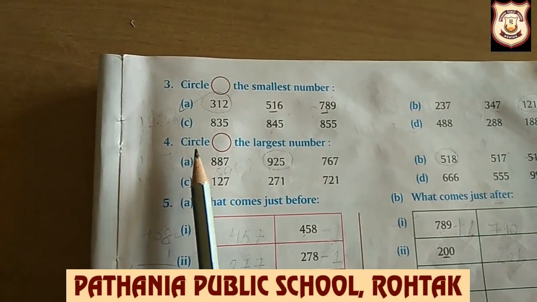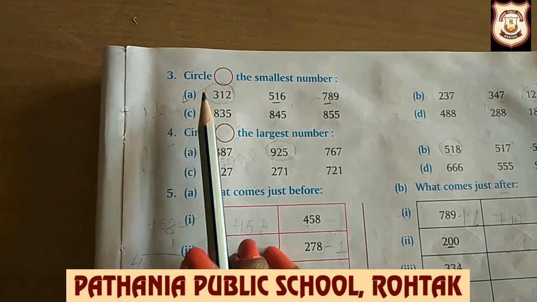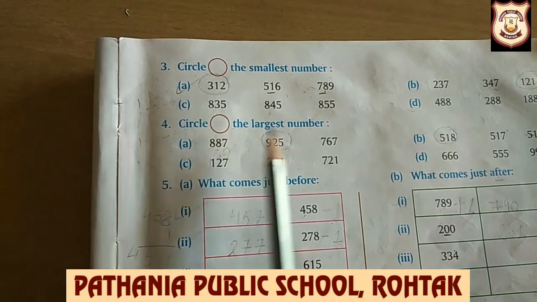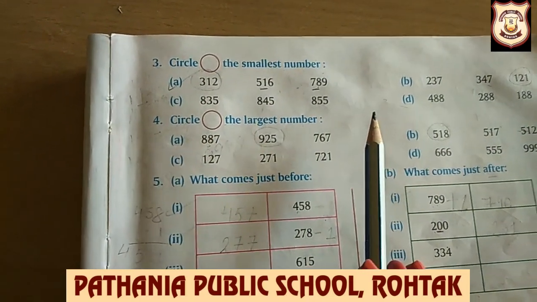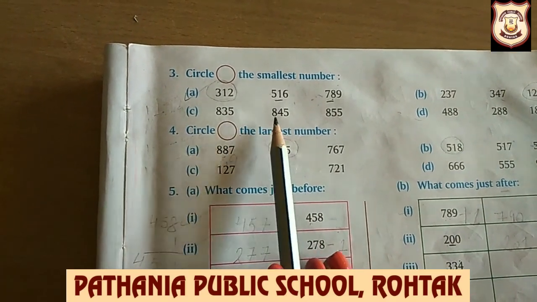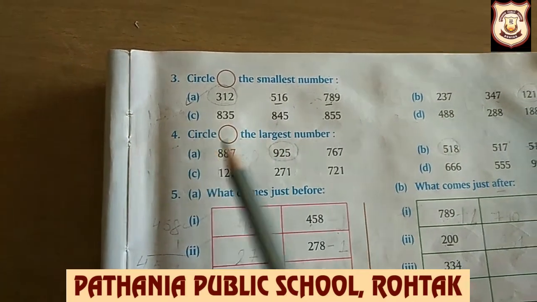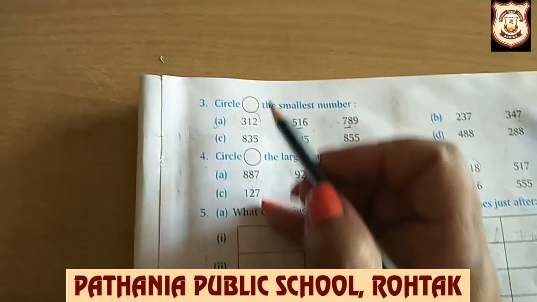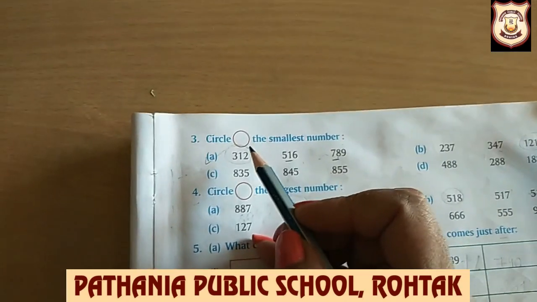Now moving on to question number 3. Here it is asking to circle the smallest number. A set of numbers is given over here. You need to identify in a set which is the smallest number. To identify the smallest number, first you need to know where you should start.